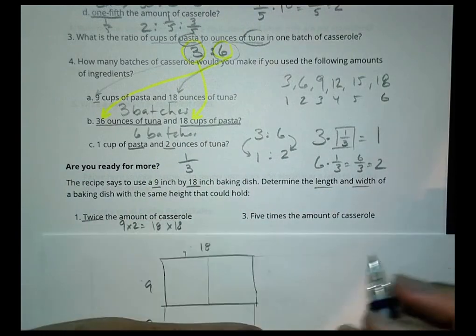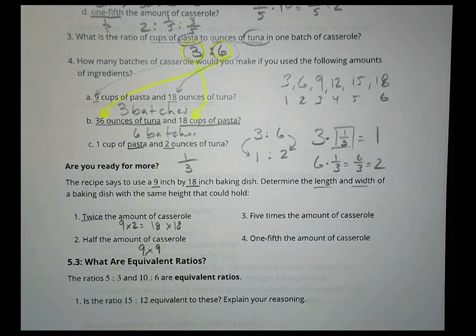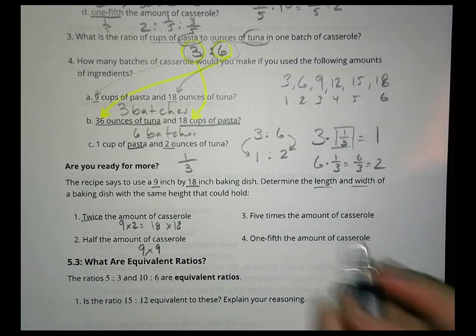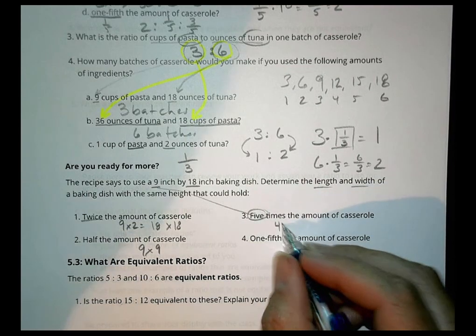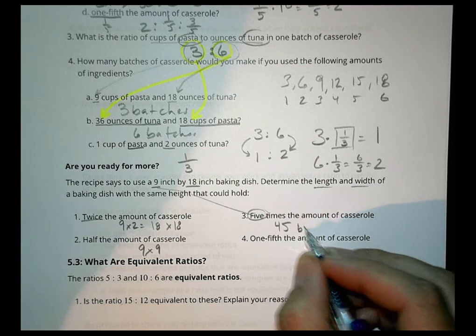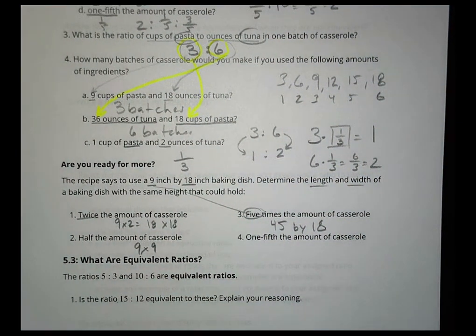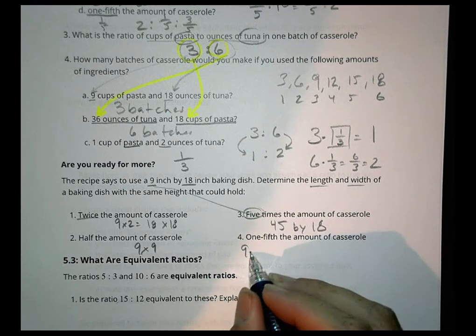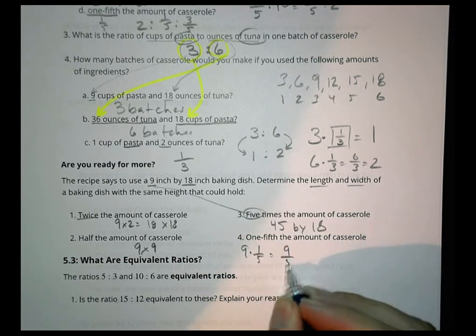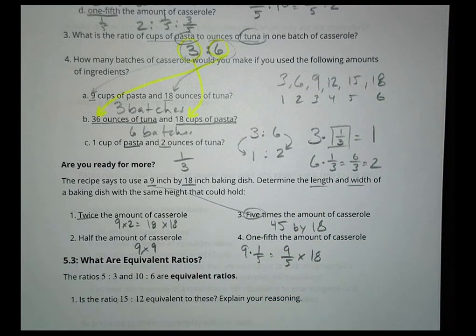5 times the casserole. Again, I don't want to multiply all those out 5 times. I just need to do one of them times 5. I'm going to take the 9 times 5 because it's a little easier and do 45 by 18 as the size of the pan you would use. Not that that exists anywhere, but we'll go with it. And then 1/5 of the casserole, let's do 9 times 1/5 to get 9/5 by 18. Okay? Again, you could do other numbers too.